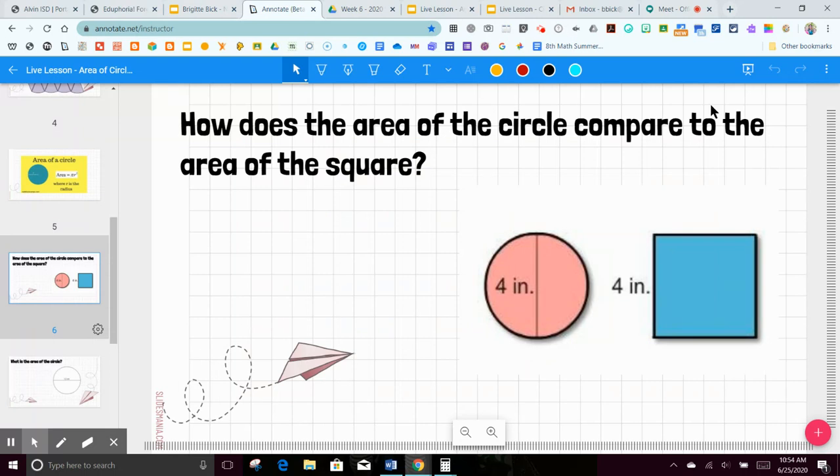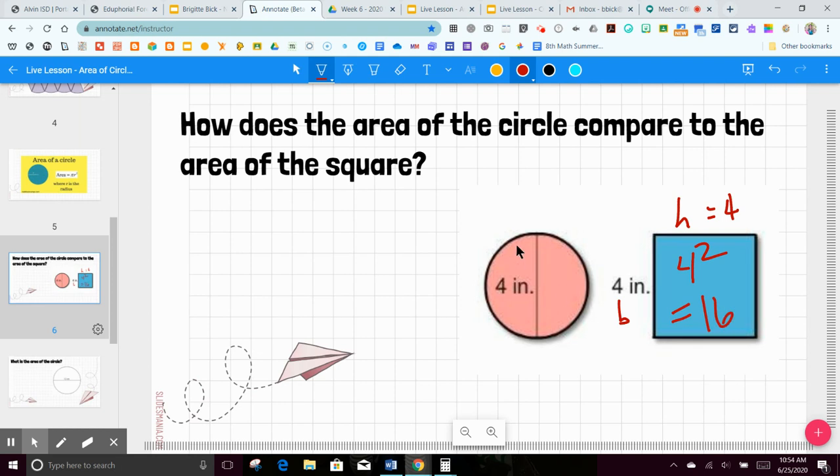How does the area of a circle compare to the area of a square? So let's look at this. The area of a square is base times height, right? And if it's a square, we know the height and the base are both the same. So 4 times 4 is the same thing as 4 squared, which in turn equals 16.